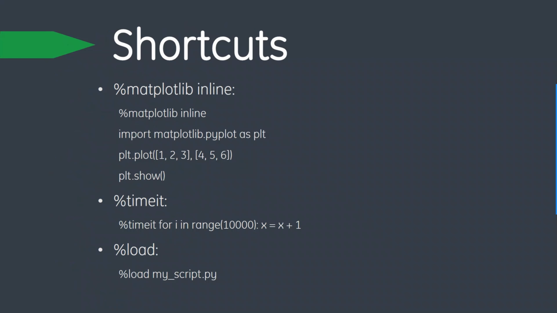Shortcuts. What are a few shortcuts? We have %matplotlib inline. So here we can import pyplot as plt. We have plt.plot 1, 2, 3, 4, 5, 6, show. So this will show the plotting, and then we have %timeit and %load my_script.py. These are some of the shortcuts that we use to load, time it, and to install matplotlib and plot the necessary graphs.